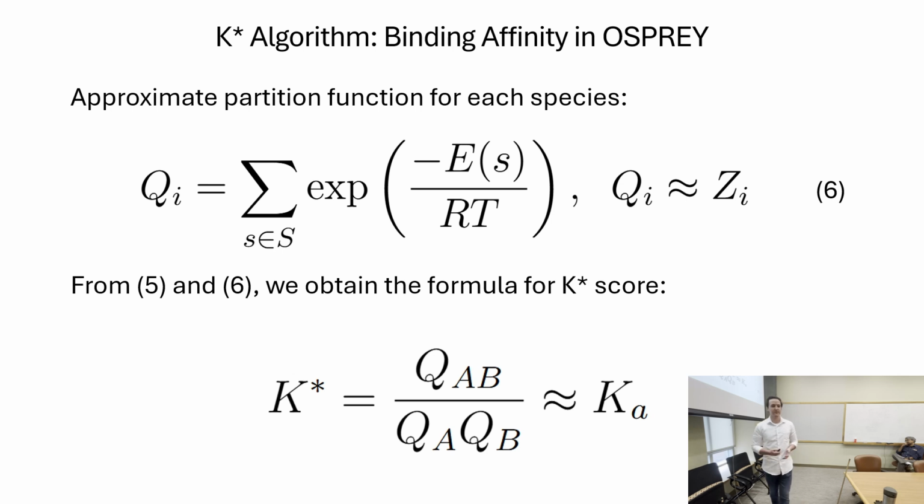So from equations 5 and 6, the K star score is the ratio of our approximation of the partition functions, which approximates Ka. Also note another point of common confusion. K star can mean two things. It can mean K star score, which is this ratio here. It can also mean the search. I'll try my best to say K star score and K star search to differentiate.